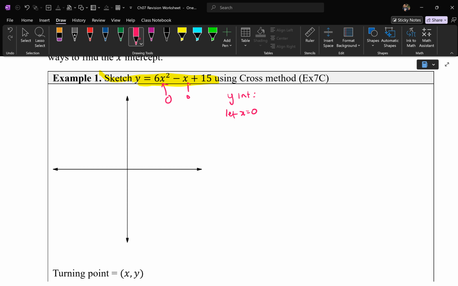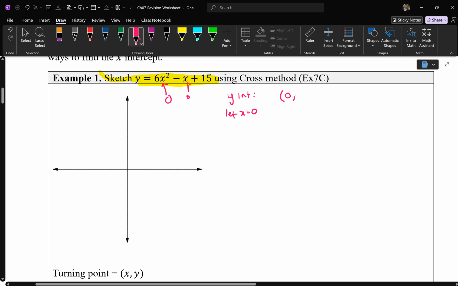It's different if it's a turning point form. So here, I can already say the y-intercept is when x is 0, clearly y is 15. So on the graph, I should already have 0, 15. That's half a mark right there, okay, for axis intercepts. The next one is turning point.